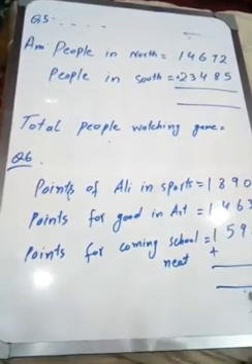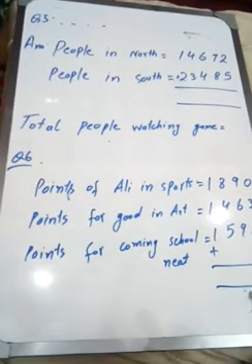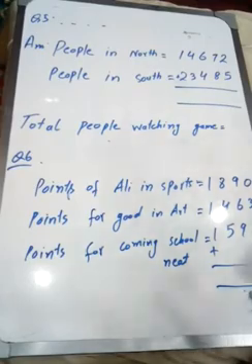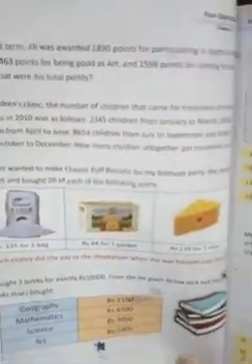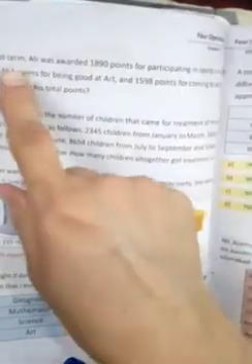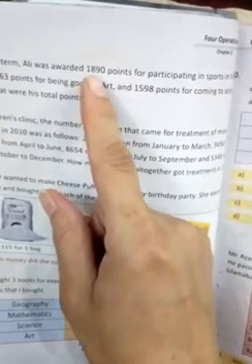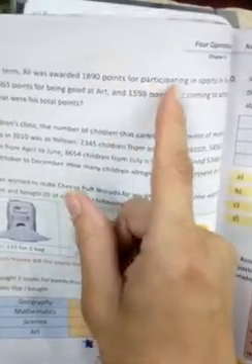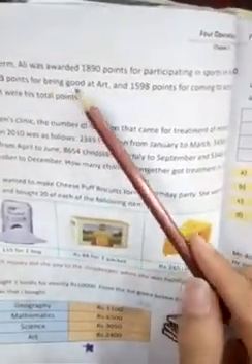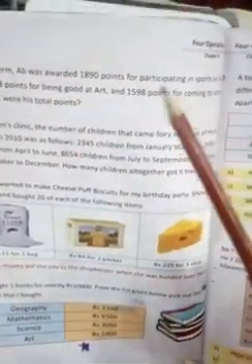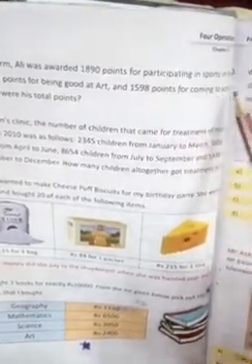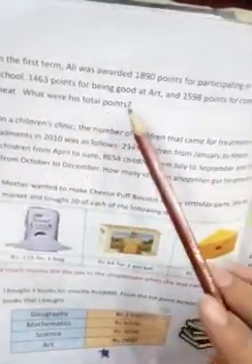Now move on to question number 6, which is on page number 20. Question number 6 is: in the first term Ali was awarded 1,890 points for participating in sports in his school, 1,463 points for being good at art, and 1,598 points for coming to school neat. What were his total points?